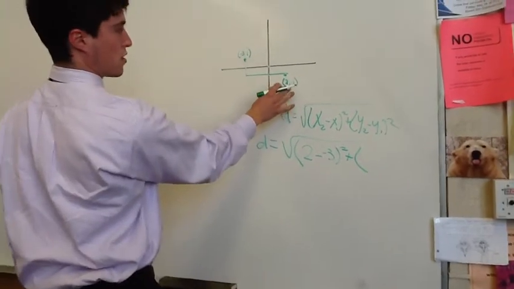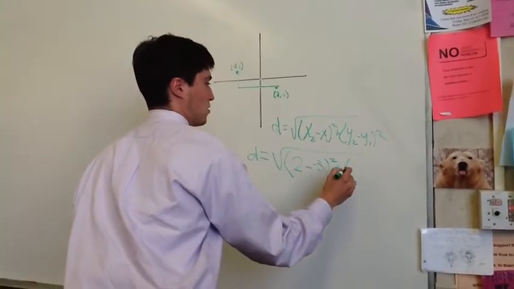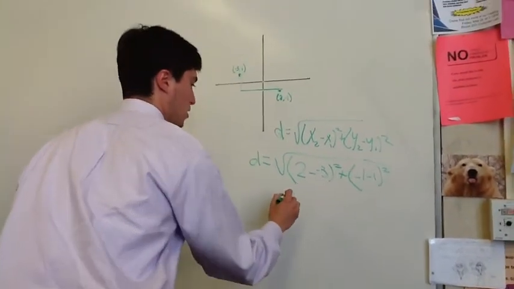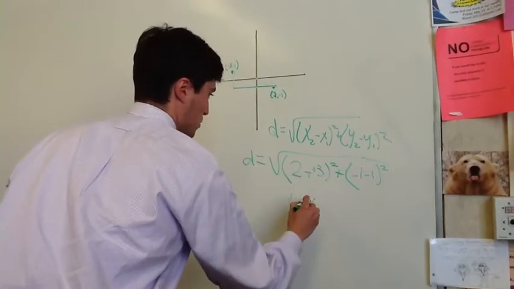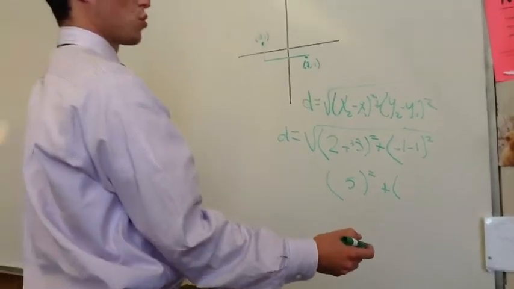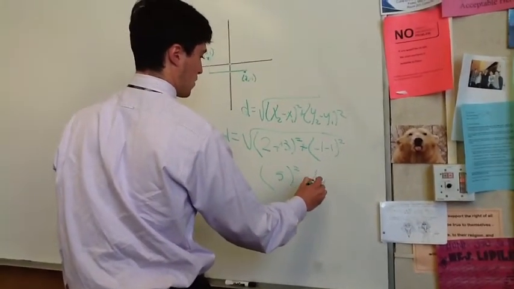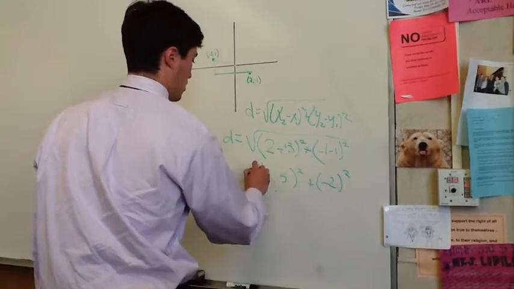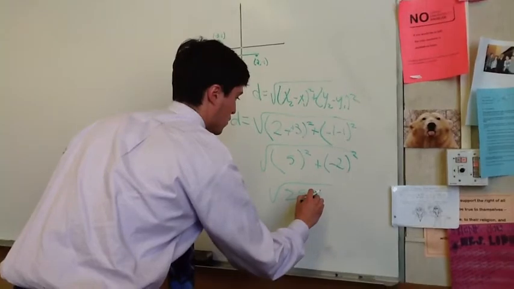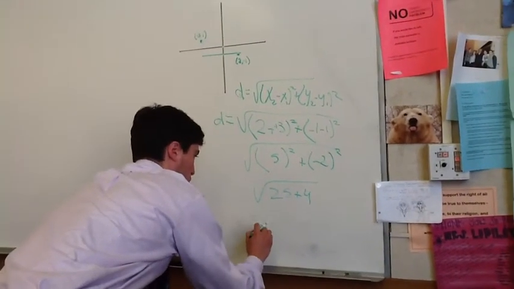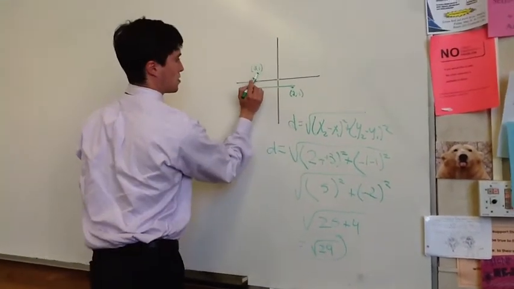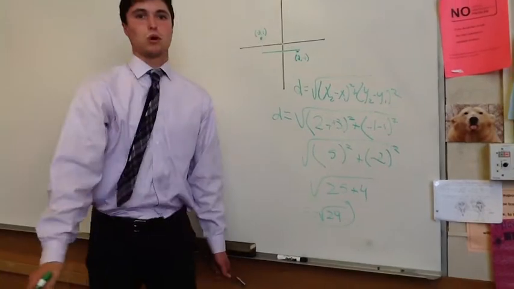Then y of the second point, which is -1, minus 1. Put this together, and 2 minus -3 is the same thing as 2 plus 3, so 5 squared plus -1 minus 1 is -2 squared, which is 4. So 5 squared, which is 25, plus 4, equals the square root of 29. So the distance from this point to this point equals the square root of 29.